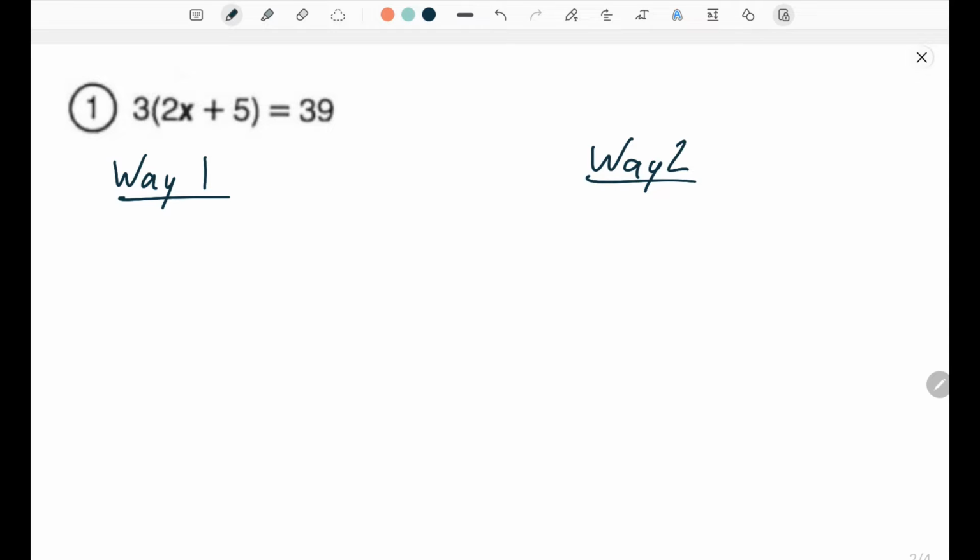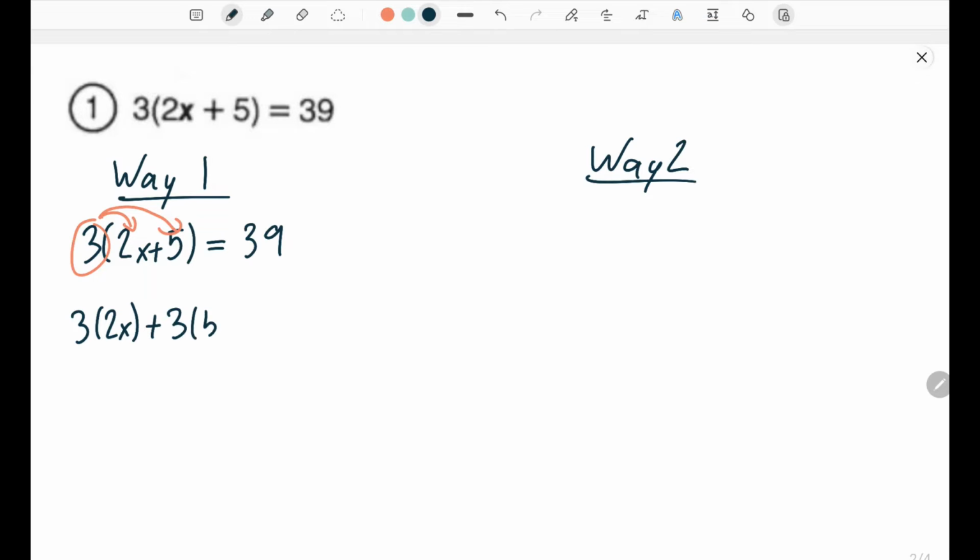So way number one is to use the distributive property. So the distributive property, I'm just going to rewrite the equation here. That would tell us that what we can do is we can take this number out in front, multiply it by the two parts inside. And so we would have 3 times 2x plus 3 times 5 is equal to 39. Now let's simplify that. So 3 times 2x, well, that's just 6x. 3 times 5 is just 15.